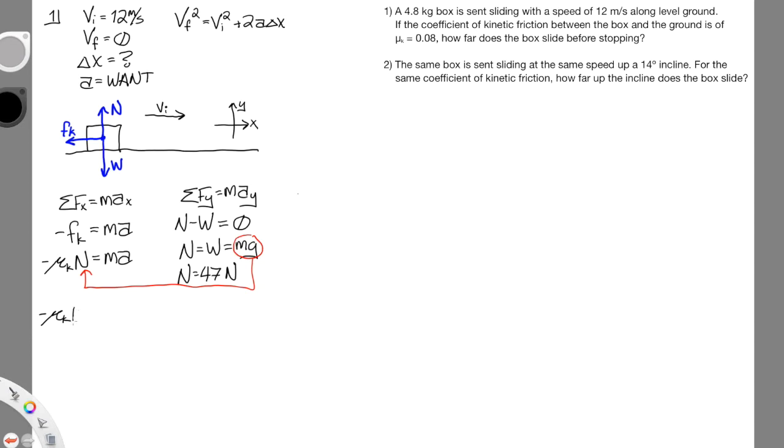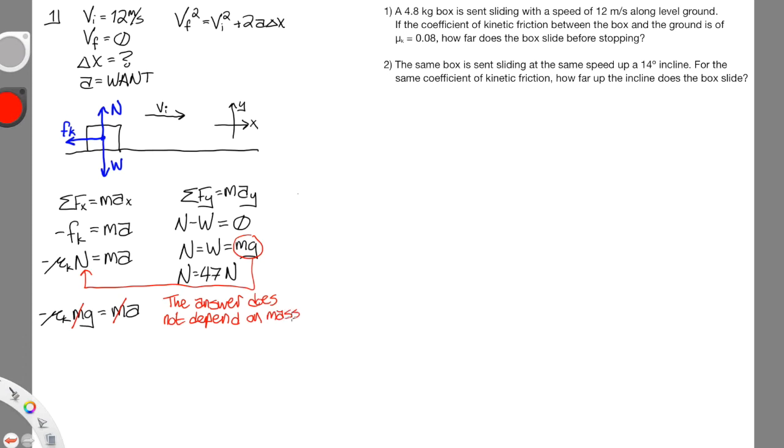Coefficient of kinetic friction times the normal force, which we've just found out is equal to mg, equals mass times acceleration. And now right here you can see that mass would cancel out of this equation. This is telling us that the answer to the question does not depend on the mass. We would get the same answer no matter which mass of the box we had.